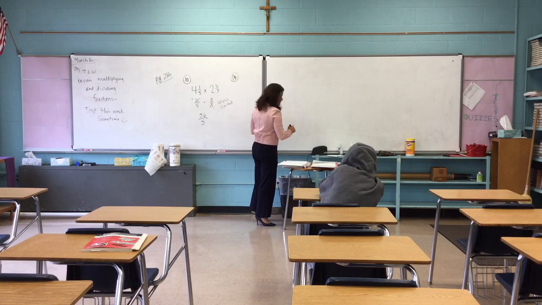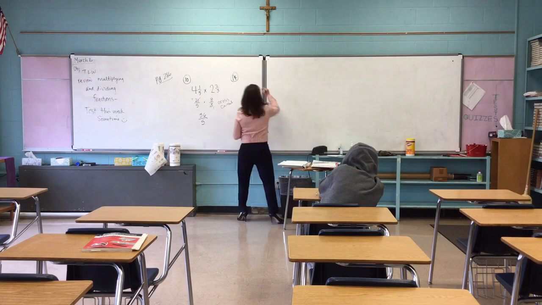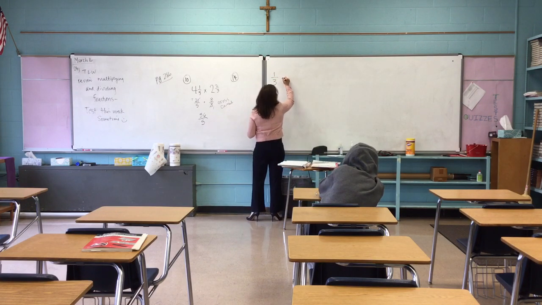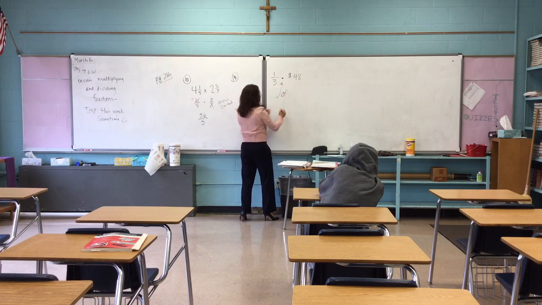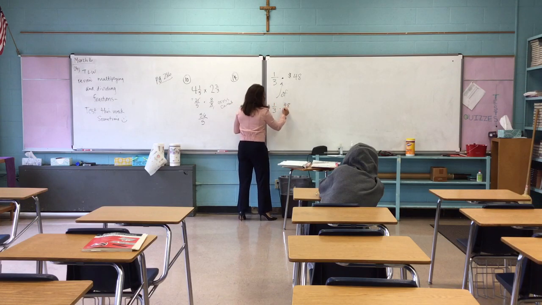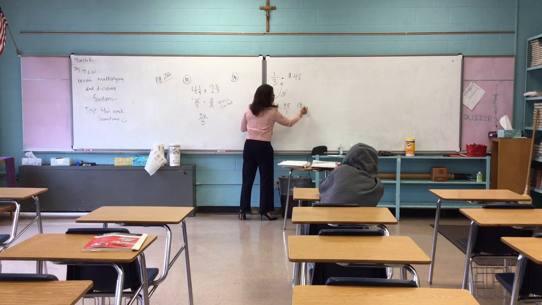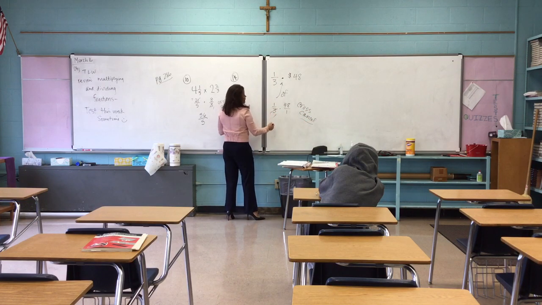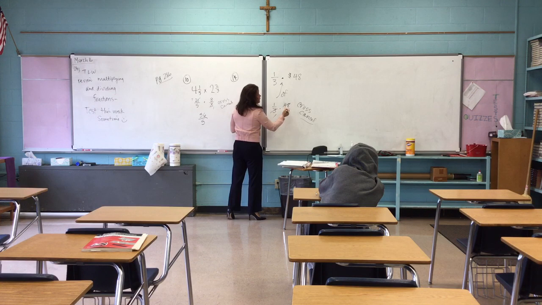Let's look at number 14. 1/3 of 48. We said the word of means to multiply. So I take 1/3 times, put 48 over 1, cross cancel to simplify. 3 goes into itself once, 3 goes into 48.